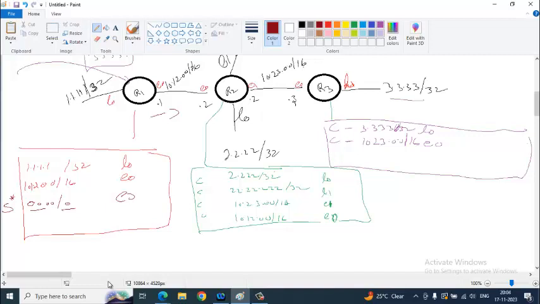If you have only one exit, it is a stub. R2 has got 2 exits: 1.1.1.1 go to R1, 3.3.3.3 go to R3. Two different directions. Then it is not a stub router. It's not a stub router at all.